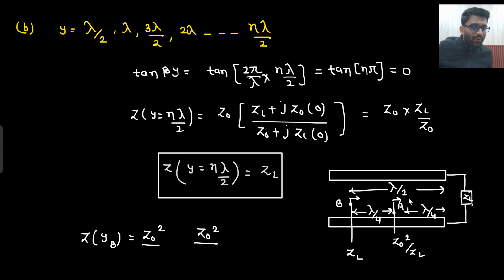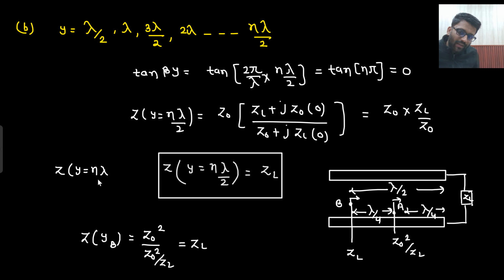That means whatever the load you see at lambda by 4 distance, what is that load? Z0 square by ZL. So if you solve this, what are you getting? ZL only. So basically here your impedance at n lambda by 2 is proportional to ZL, no?